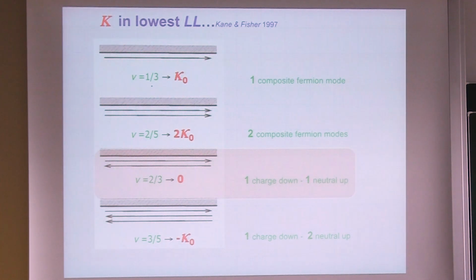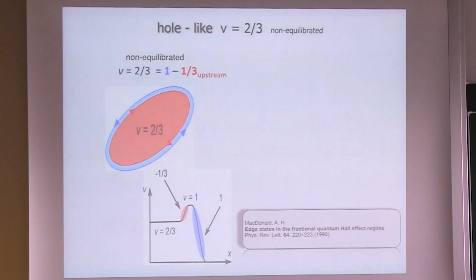But yes, that way. Okay, so I'm talking about 2/3 a bit more because 2/3 is going to give me a way to prove my point in 5/2. So as I said, the 2/3 is a Hall-like state, and the non-equilibrated picture is something like you have 1 downstream and 1/3 upstream. Okay, so this picture was drawn by Allan MacDonald back in 1990.